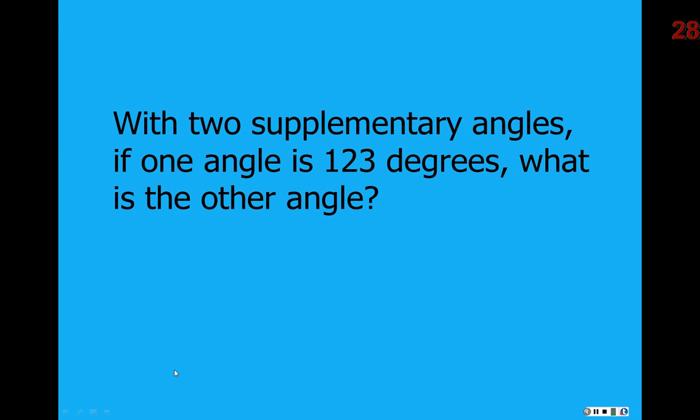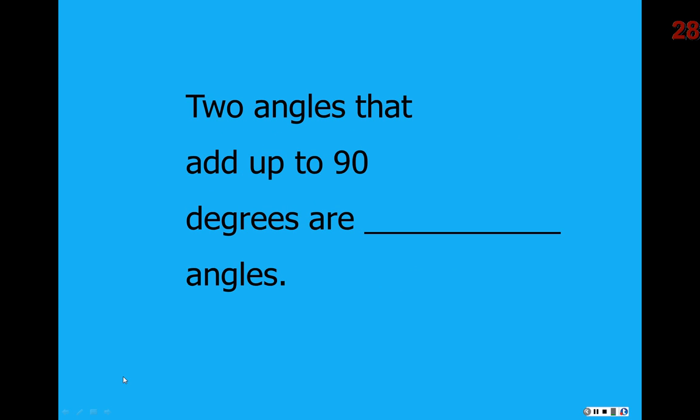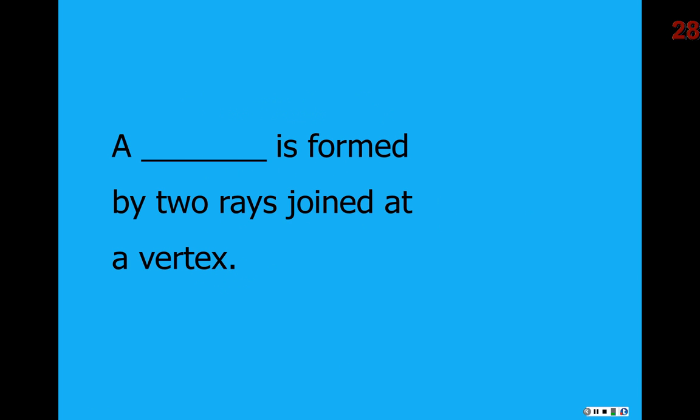With 2 supplementary angles, if one angle is 123 degrees, what is the other angle? You've got to figure it out. Do some math. 57 what? Okay, 57 degrees. Don't you dare say millimeter. Two angles that add up to 90 degrees are complementary. Good. A blank is formed by 2 rays joined at the vertex. What's that called? Angle.